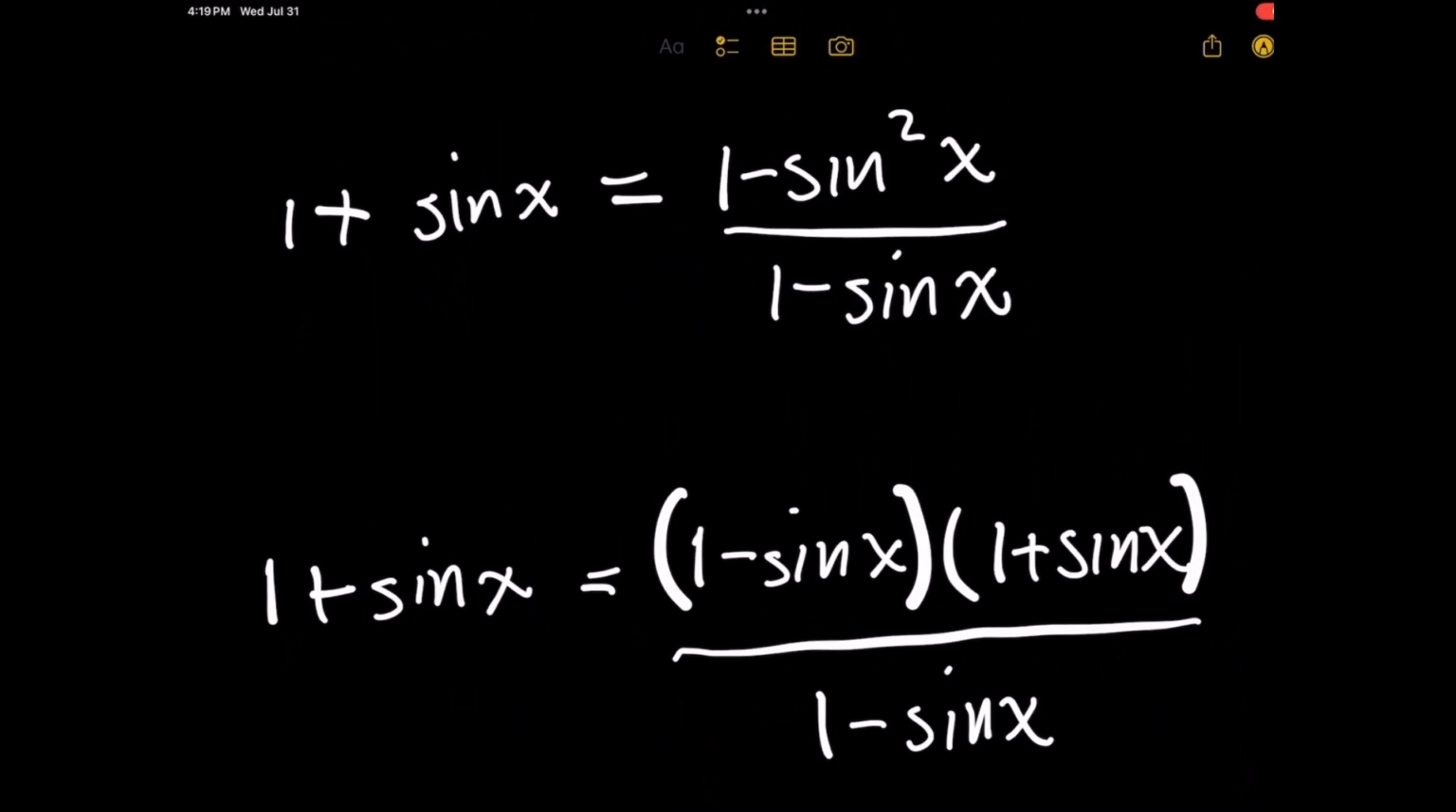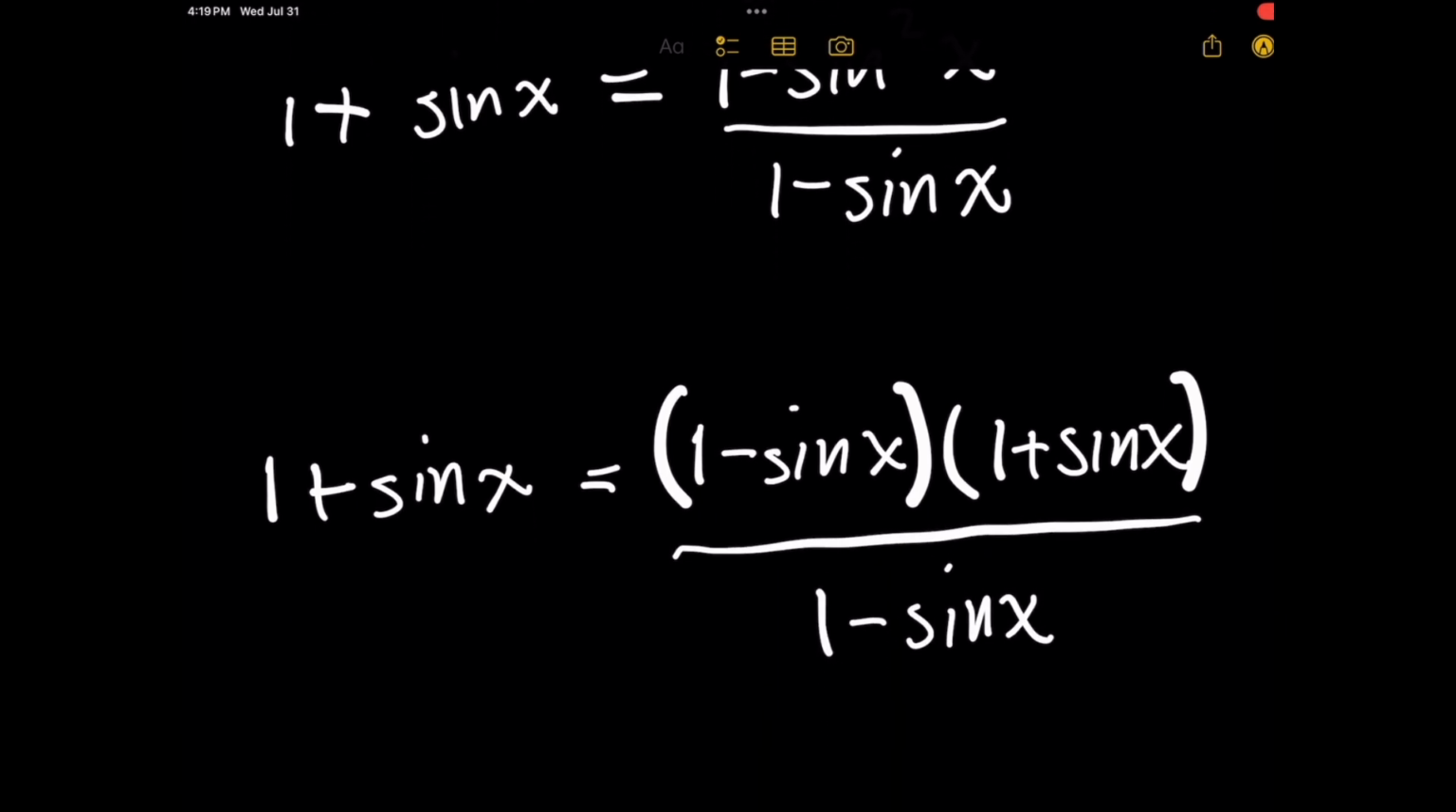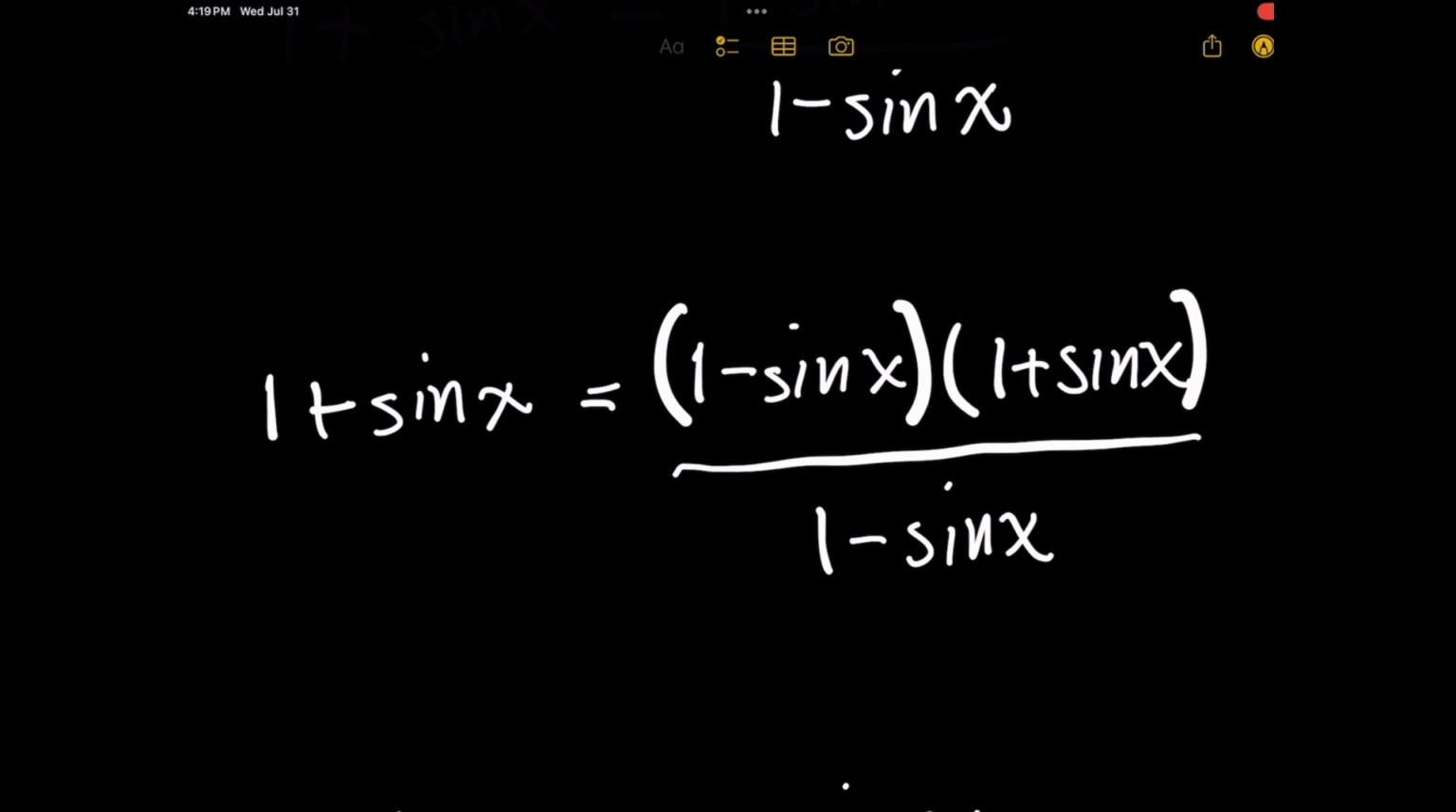Now, notice how with this equation, 1 minus sine squared is actually a difference of two squares, because 1 is really just the same as 1 squared, right? So when you have a difference of two squares, remember that you can then factor what you're dealing with. So when we factor 1 minus sine squared of x, we get 1 minus sine of x, all times 1 plus sine of x on the numerator.